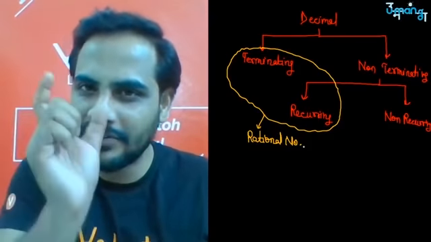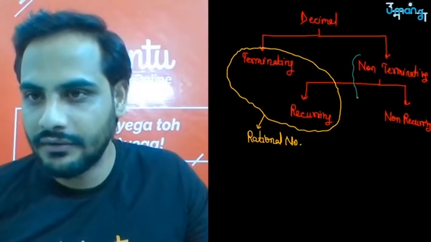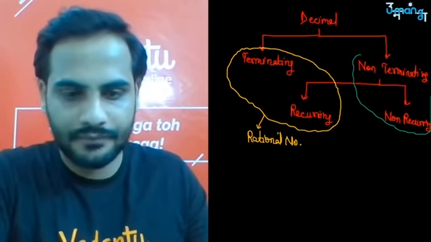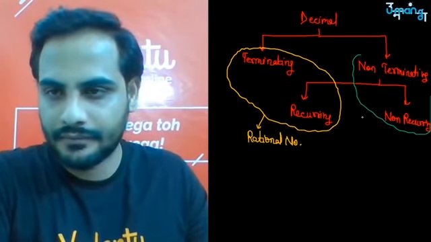And the third category, which is your non-terminating and non-recurring, comes under irrational numbers. Got it? So this is as simple as that.